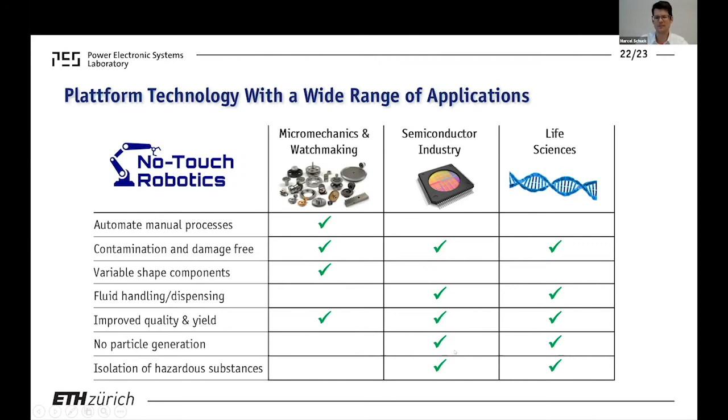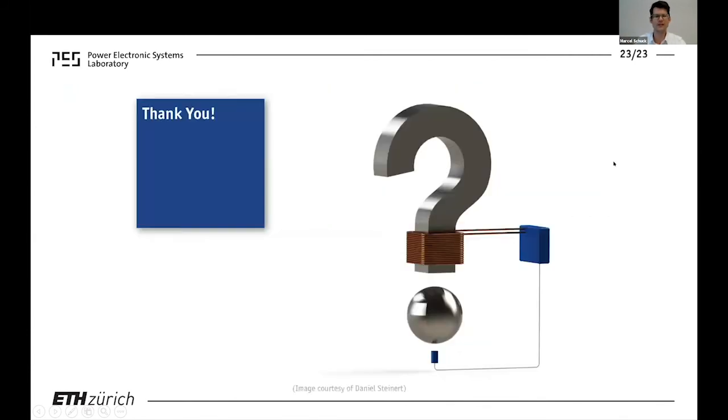And again, you saw it in the liquid handling case. If I now have liquids that are hazardous, such as concentrated acids, I can handle or suspend them without contact to a surrounding container. And with this, I'm already at the end of my talk. And here coming back to the magnetic levitation. I'm very happy to answer questions. Thank you very much for listening.